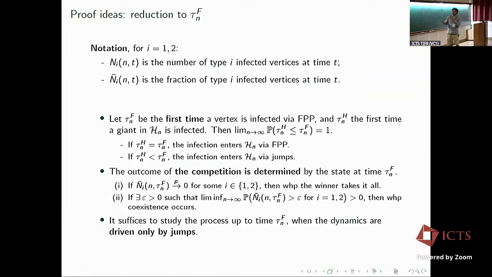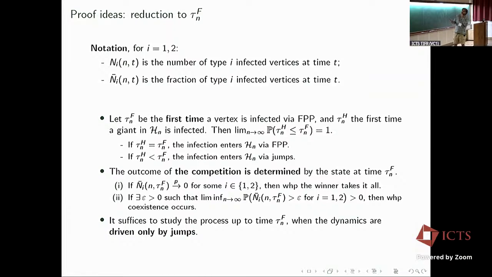And the nice thing about this time is that it is the first time I perform an FPP infection. That means up to that time, I'm only jumping. So then the process is nice because I'm only jumping, and you can study it as a stochastic process with jumps. And of course, the rate of jumps increases with time because every time I go to a new vertex, this vertex also jumps, but it's nicer to study.